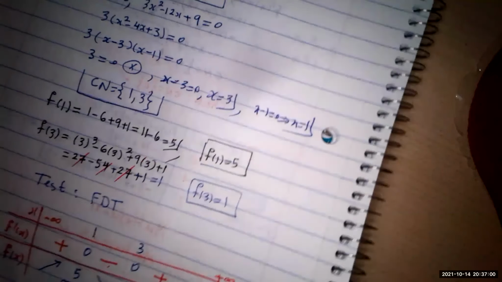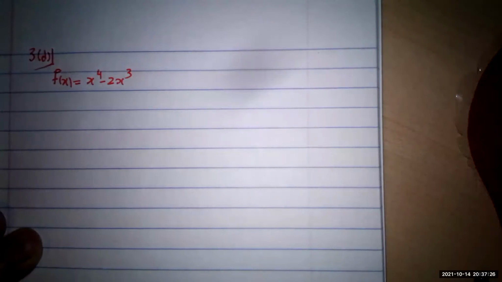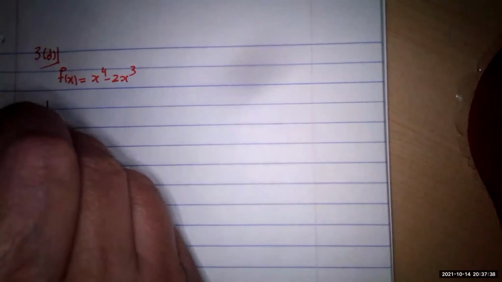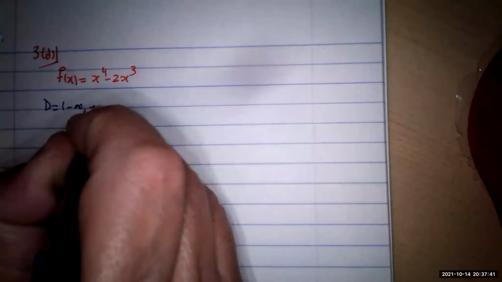I'm going to add it to this collection and call it 3D. Let's have this function: f of x equals x to the fourth minus 2x cubed. Let's see what is special about this one. There is one type of example that you should see. The domain is again negative infinity to positive infinity.